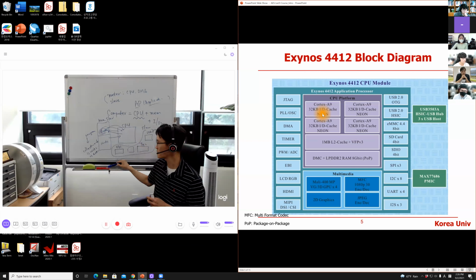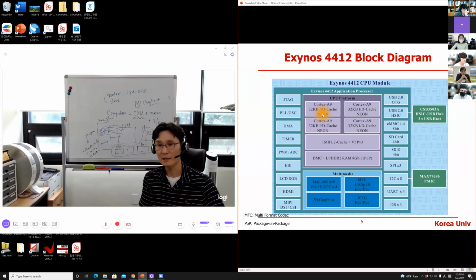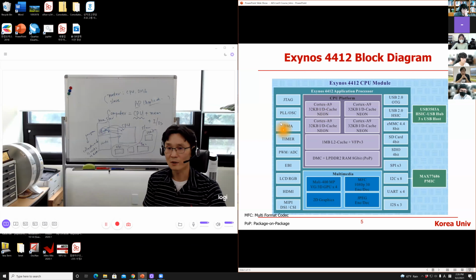DMA, direct memory access, is also one kind of master device because it is initiating transactions. We are going to talk about DMA in the class. And timer, UART, I2C, SPI are all IO devices.